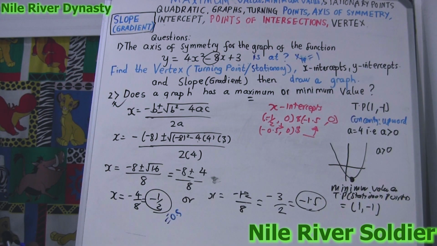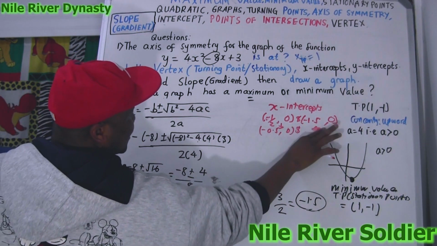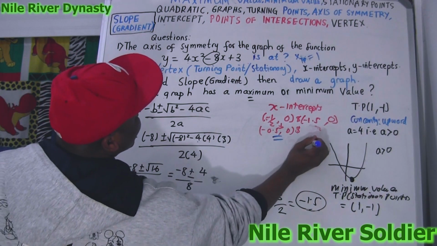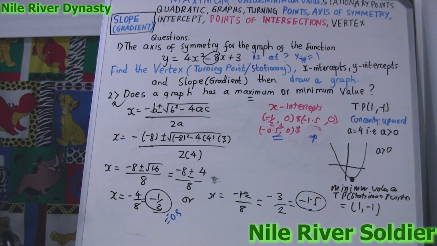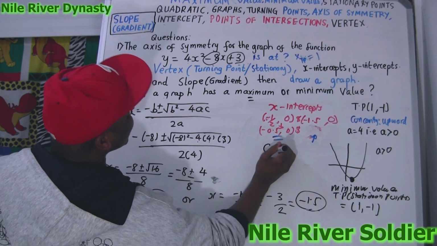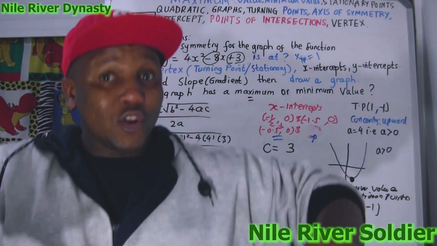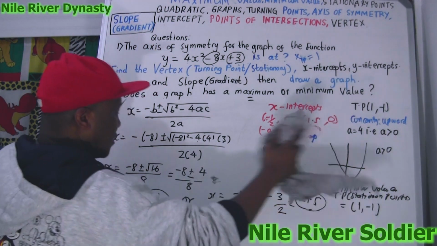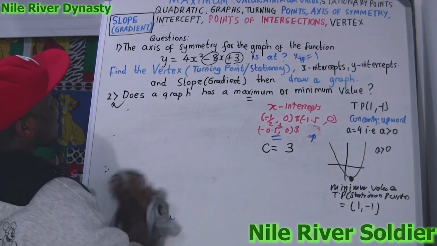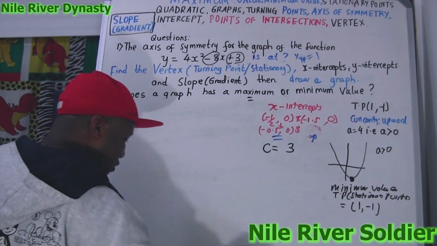Okay, cool. So now we got it. Now we have x-intercept and y-intercept. Y-intercept, we know this, the one with no x. So y-intercept, or you can say c, equals 3. So now we have everything. We have the turning point, x-intercept, y-intercept, so we can draw the graph. Let's draw the graph, and we will be done. The last one is going to be slope. We finished, baby.